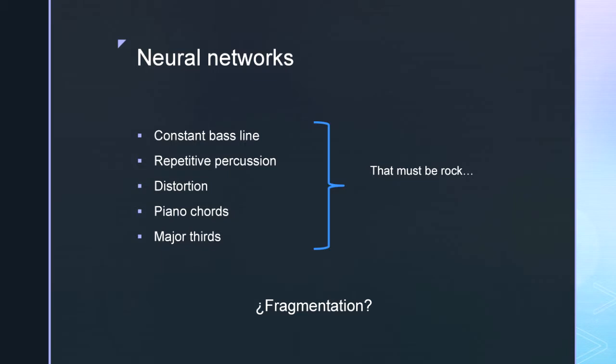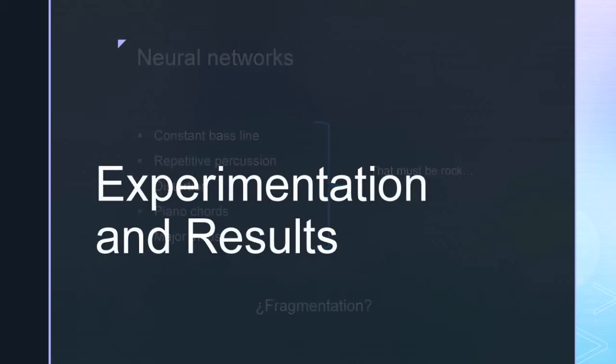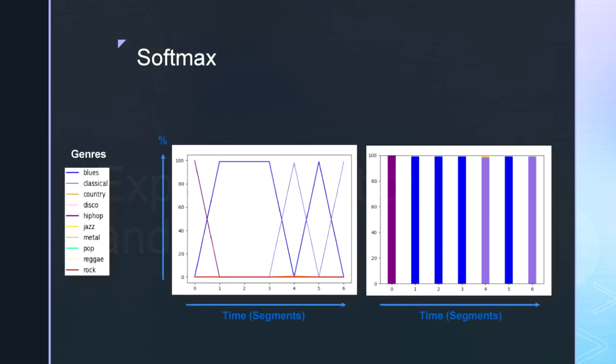The way the neural network works is by analyzing the input, extracting some important characteristics such as constant bassline or repetitive percussion to finally conclude that a song should mostly belong to one genre, such as rock. This raises another question. Should we split the song and classify each fragment differently? Now I'm going to show you some experiments carried out with the song Gravity by Against the Current.